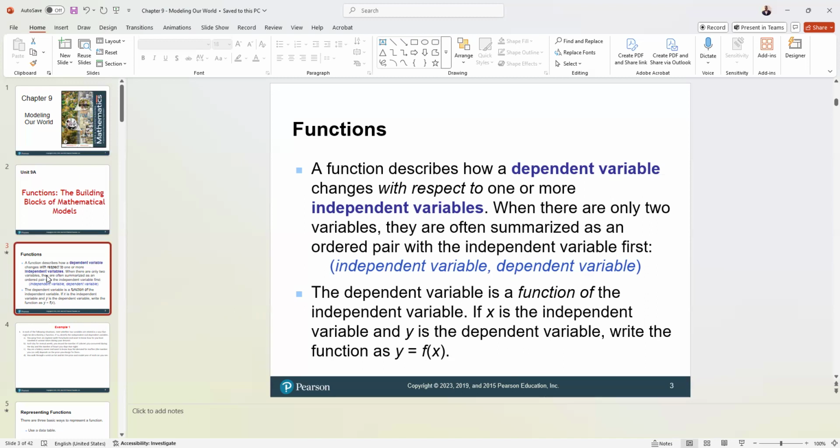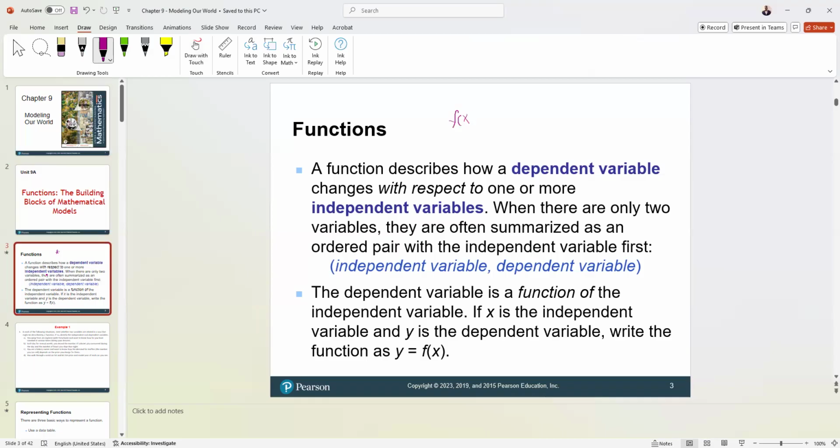That's very important. A function describes how a dependent variable changes with respect to one or more independent variables. We should talk about dependent and independent variables because that's very important to see. When there are only two variables, for example, if we see f of x, or if we see x and y, we can say x is the independent variable, and y is the dependent variable. That means y depends on x.